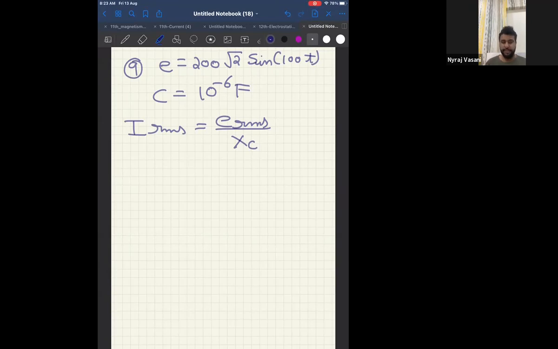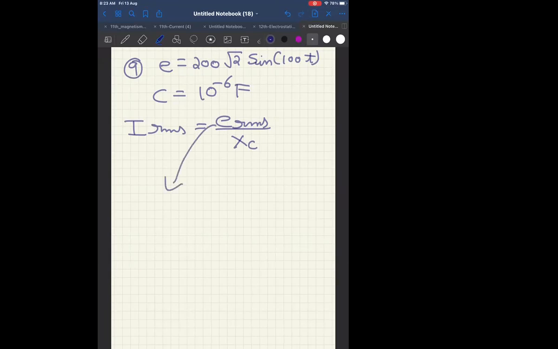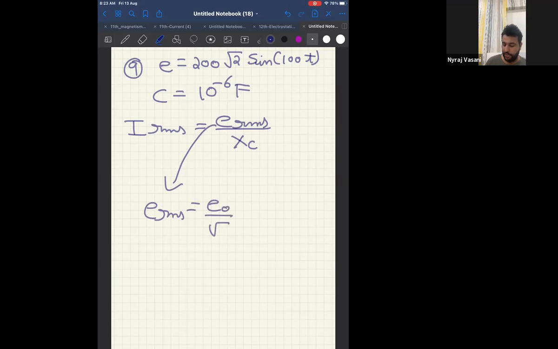Tell me, what is ERMS? First, what is ERMS? ERMS is E naught by root 2. Now, what is E naught? 200 root 2 upon root 2. Therefore, can I say ERMS is 200?